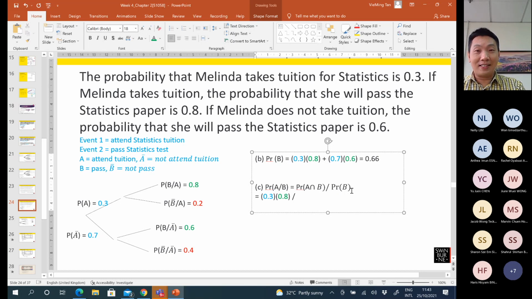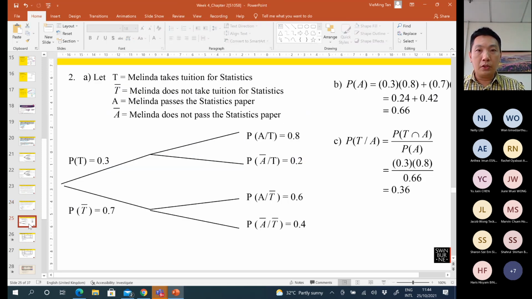Have we found the answer? Yes. In part B, you already get the answer. Yeah. 0.66. We already have the answer. The pink color one. Okay. I use pink color. We already have the value. So what you can do is you can just substitute 0.66 into the denominator, this part, the pink color. Okay. Then we simplify it. So the answer is equal to what value? You should get 0.36. Okay. 0.36.